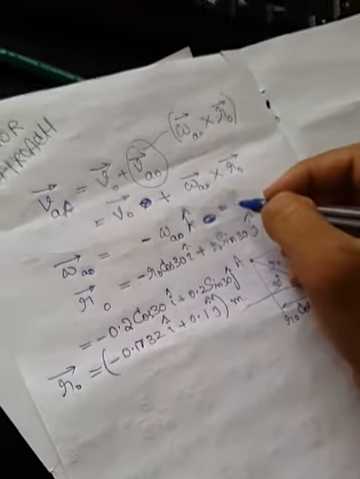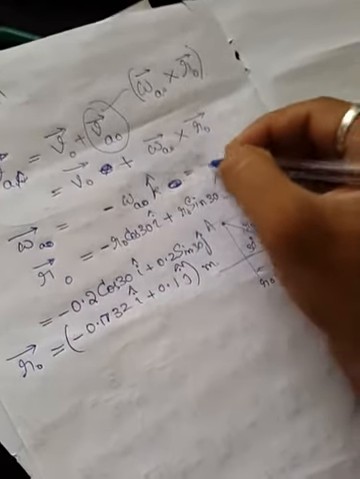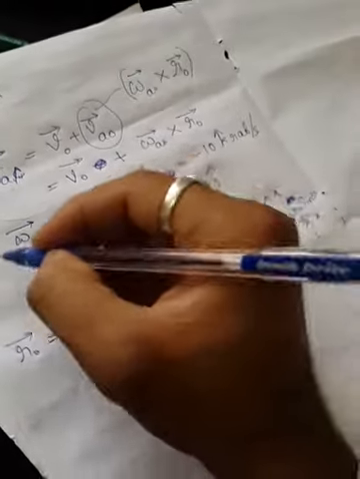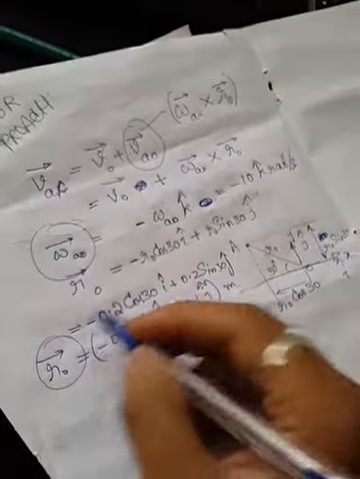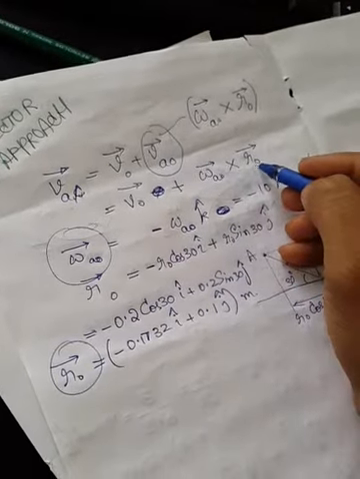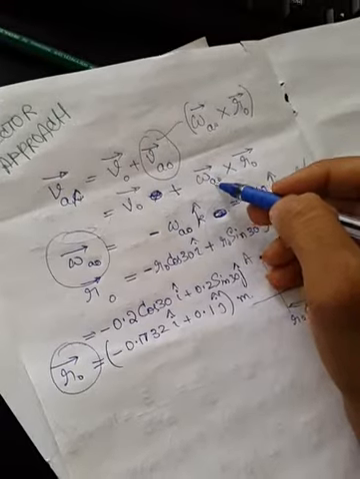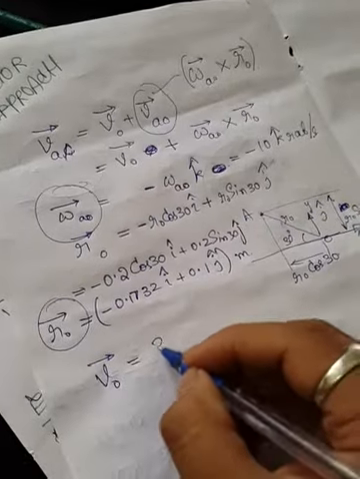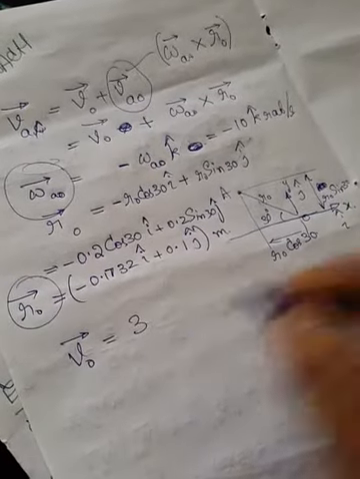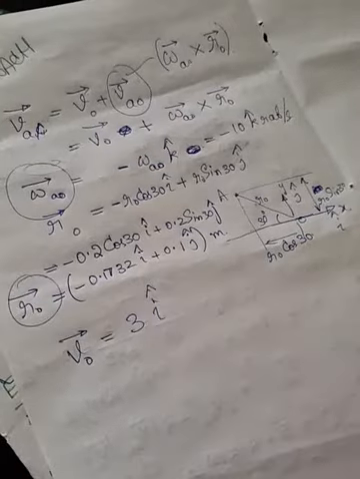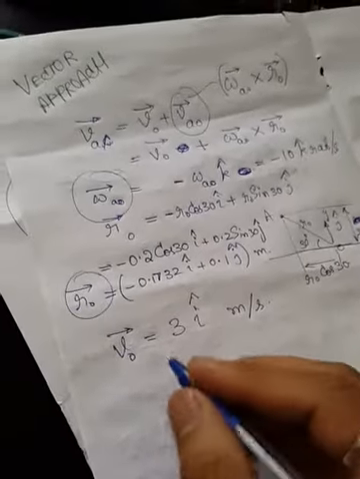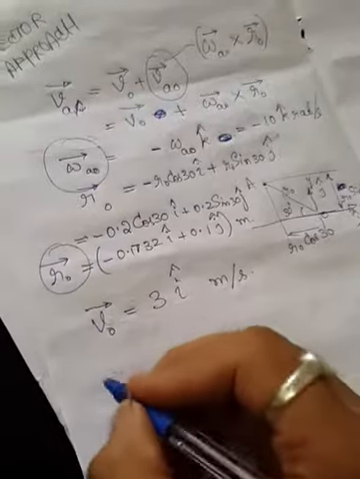Omega_AO is 10 radians per second, so it becomes minus 10k radians per second. In this equation I know R_O, and I also know omega_AO. Now I have to find out V_O. The magnitude of this is 3 meters per second. It is moving along the x-axis, so it is 3 i cap meters per second, correct? So now we plug all this into the equation.